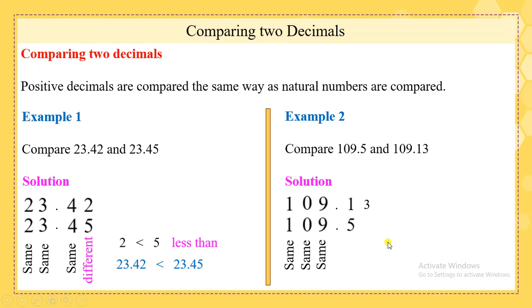Now move to the decimal part. 1 and 5 are different. Once you find different digits, directly stop your comparison. Compare these digits. 5 is greater than 1, then 109.5 is greater than 109.13.